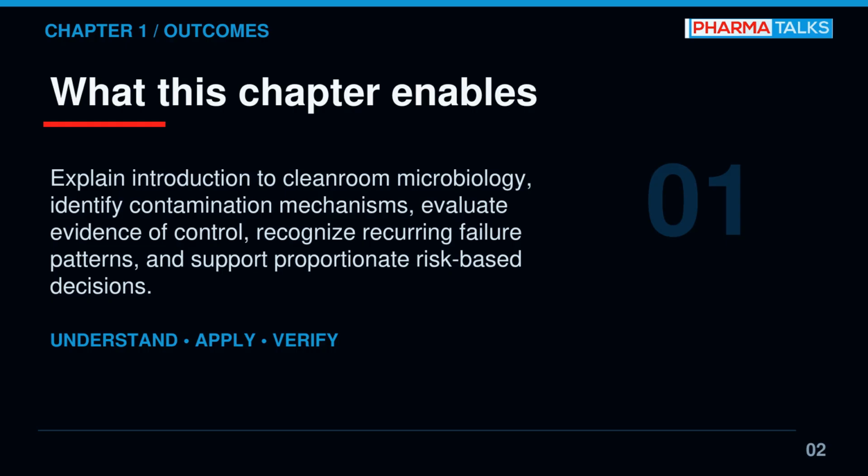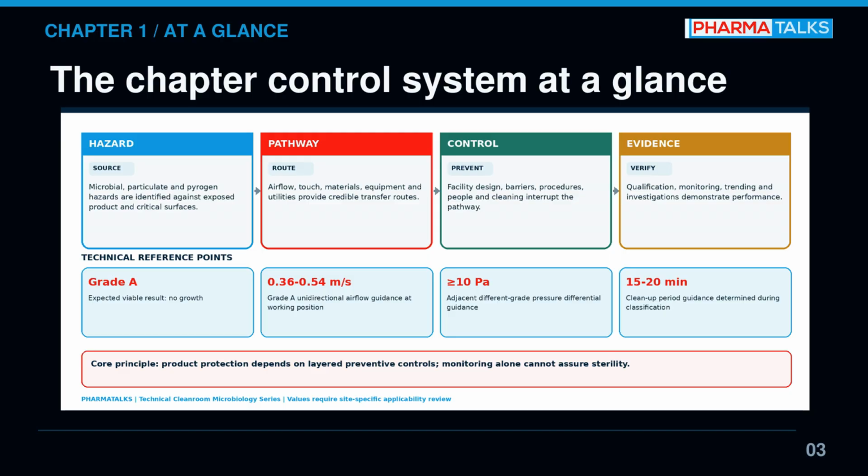The chapter control system at a glance. The control logic begins with recognizing a hazard, then identifying its transfer pathway, selecting preventive controls, and collecting evidence of sustained performance. Technical values such as airflow velocity, pressure differential, and cleanup time are useful reference points, but they must be applied within the actual site context. Monitoring alone does not create sterility. It provides evidence about the performance of the preventive control system.